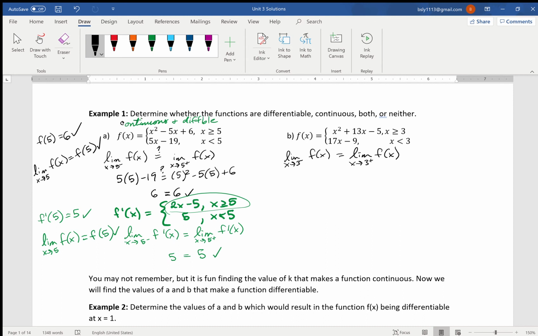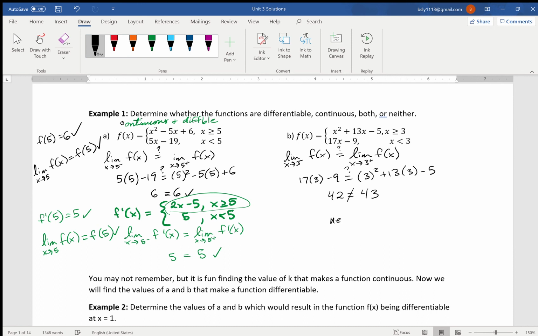So we're going to take 3 and plug it in. On the left we get 17 times 3 minus 9, and on the right we get 3 squared plus 13 times 3 minus 5. When you plug that into your calculator, you get 42 on the left, and then 9 plus 39 minus 5 is 43. And remember these were question marks, right? We didn't actually know. 42 does not in fact equal 43, which means this is neither.